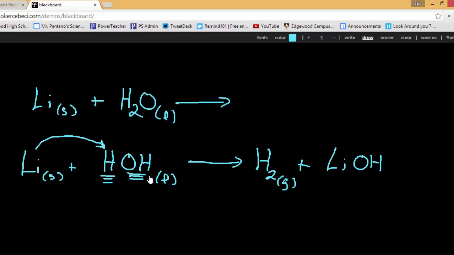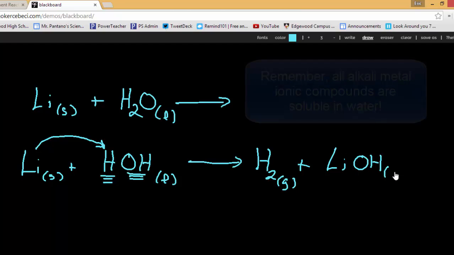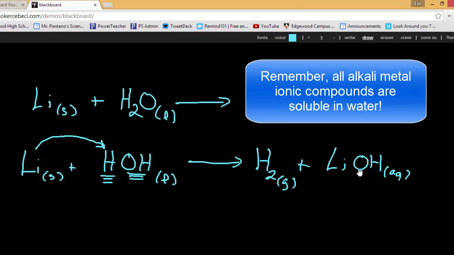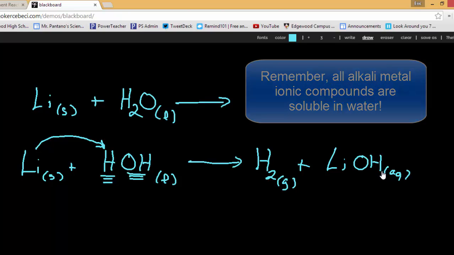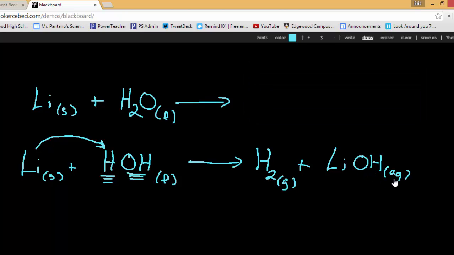Because there is water involved in my reaction, and because lithium is an alkali metal, this will be aqueous. All alkali metal compounds are soluble in water, always. Okay? So that's going to be aqueous. If there were no water involved, then it would be solid, because ionic compounds are solid at room temperature if there's no water around.